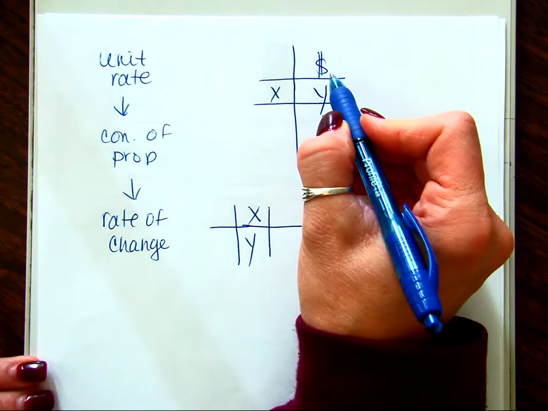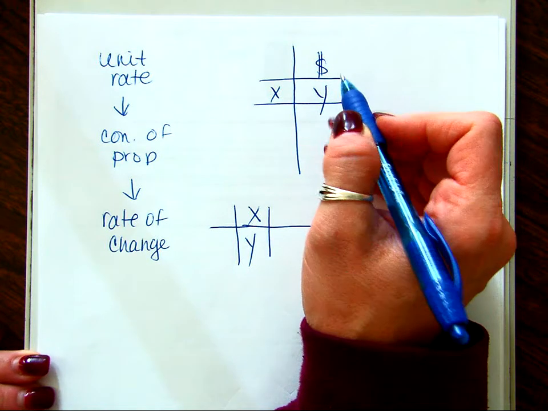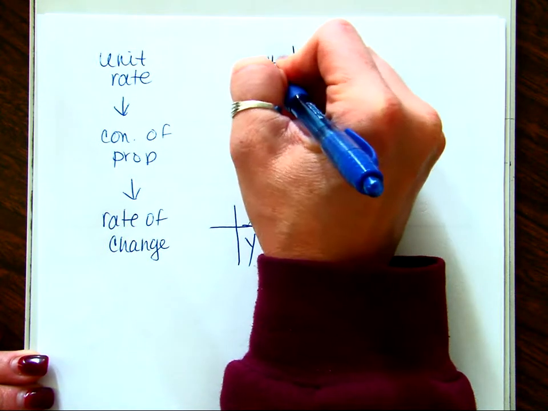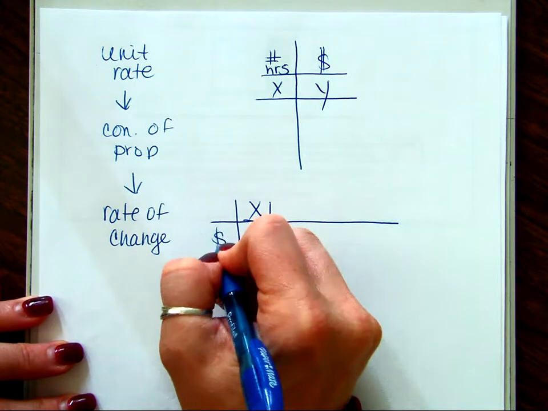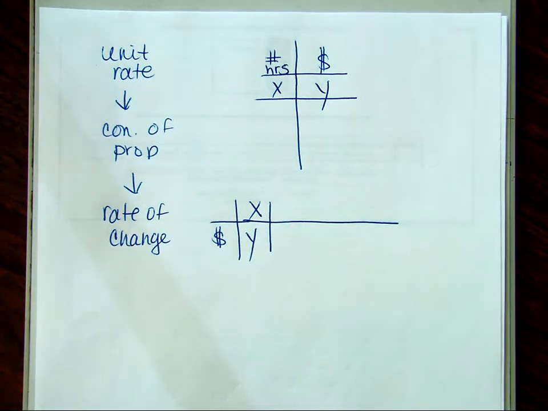So doesn't the amount of money she makes depend on the number of hours that she works? She gets paid based on how many hours. So Y is almost always your cost because it's your cost that is doing the depending. It depends on how many hours. It depends on how many jobs you did, how many things you sold. Because Y depends on X? Yes, Y depends on X, and X is the independent.